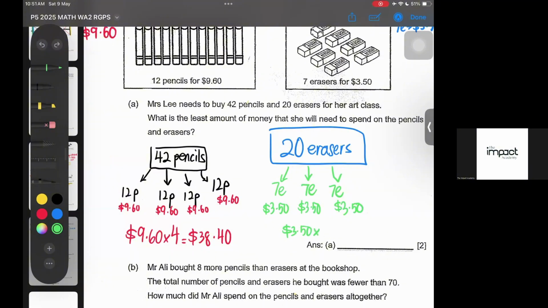It's okay because she can use it for maybe the next batch of students. You understand? Maybe next year your art teacher is called Mrs. Lee, then you can ask her what's the eraser and pencil that is left over?